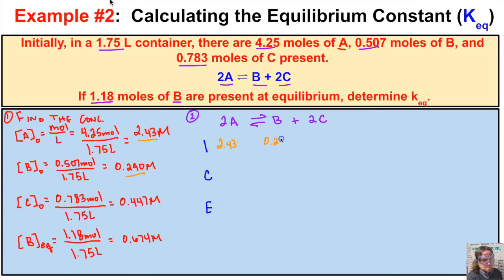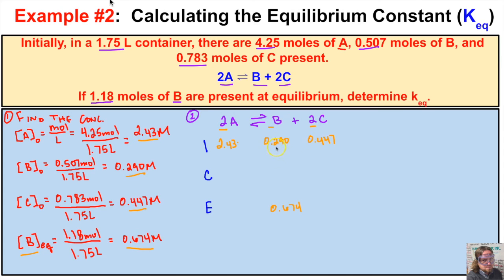It's 0.290 molar, and the initial concentration of C is right here. It's 0.447 molar. So now we know the initial concentrations. We're plugging these into the ICE chart here. If we take a look, E stands for equilibrium, and the equilibrium concentration of B is 0.674. And so now if we take a look at our mole ratios, or the mole relationships of these different products and reactants, we can see that the ratio is 2 to 1 to 2 right here.